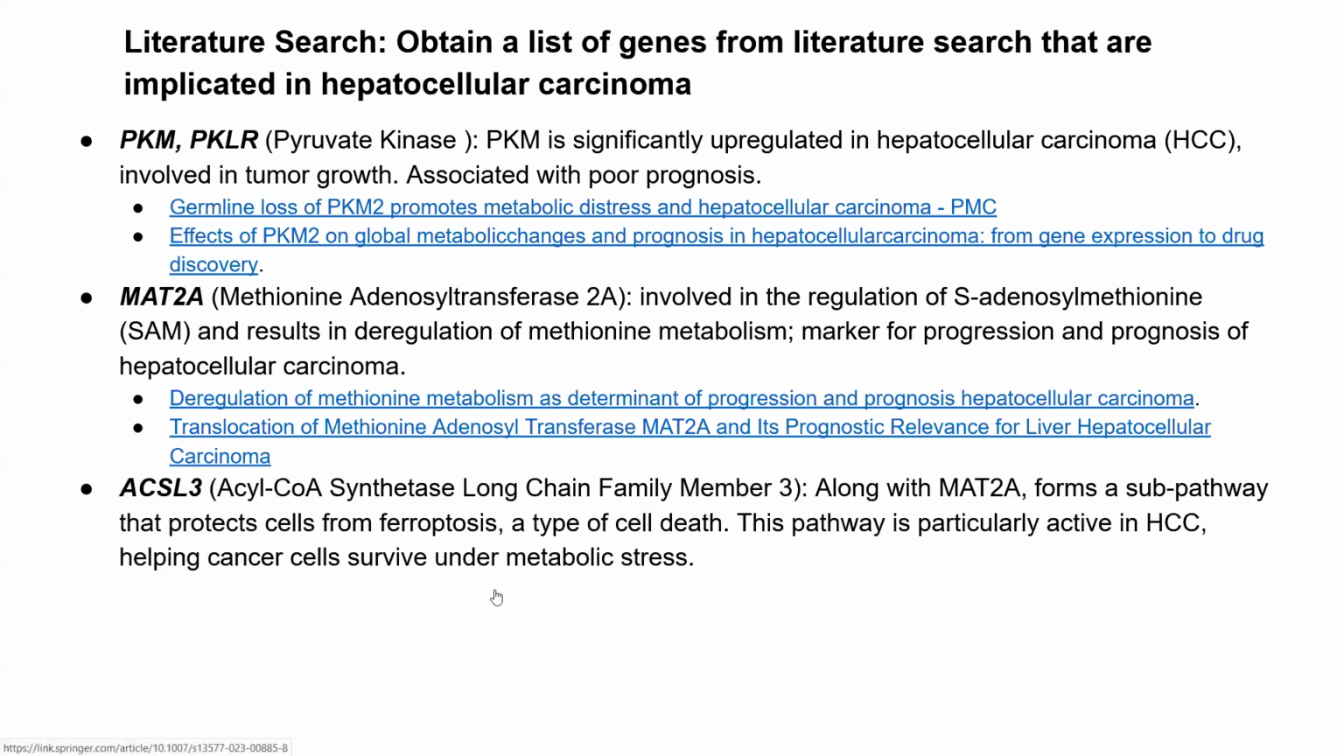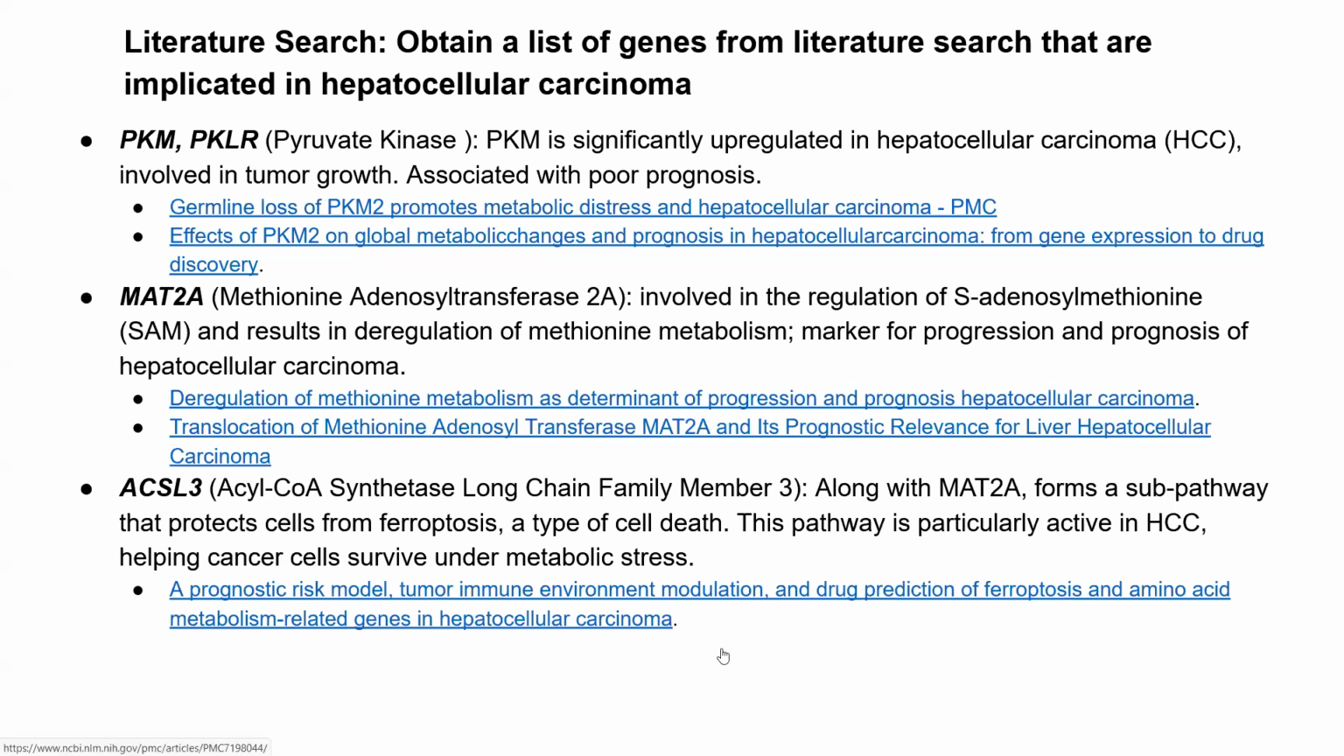Then we have the gene ACSL3, or acyl-CoA synthetase long chain family member 3, which along with the gene MAT2A forms a subpathway that protects cells from ferroptosis, which is a type of cell death. This pathway is particularly active in hepatocellular carcinoma, helping cancer cells survive under metabolic stress. So essentially, it contributes to the survival of cancer cells and then tumor growth. There are several papers which talk about the prominent role of this gene in hepatocellular carcinoma.